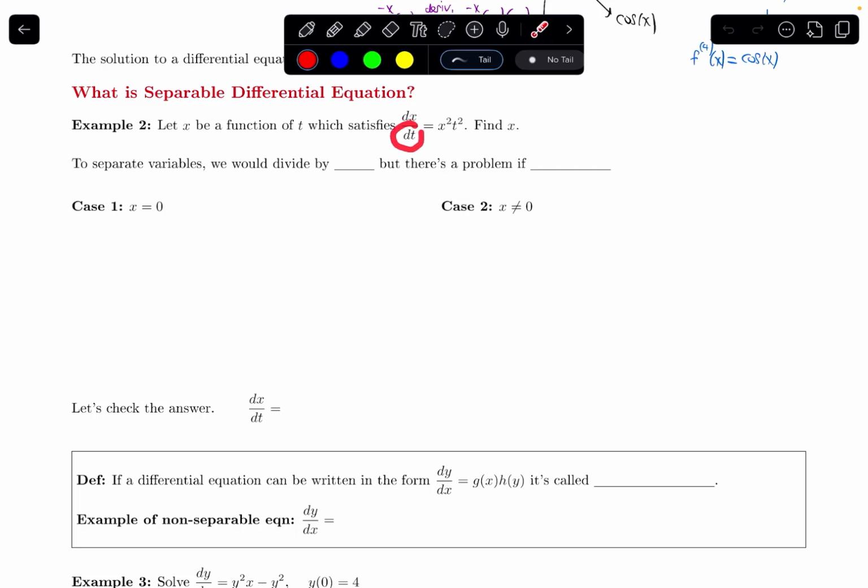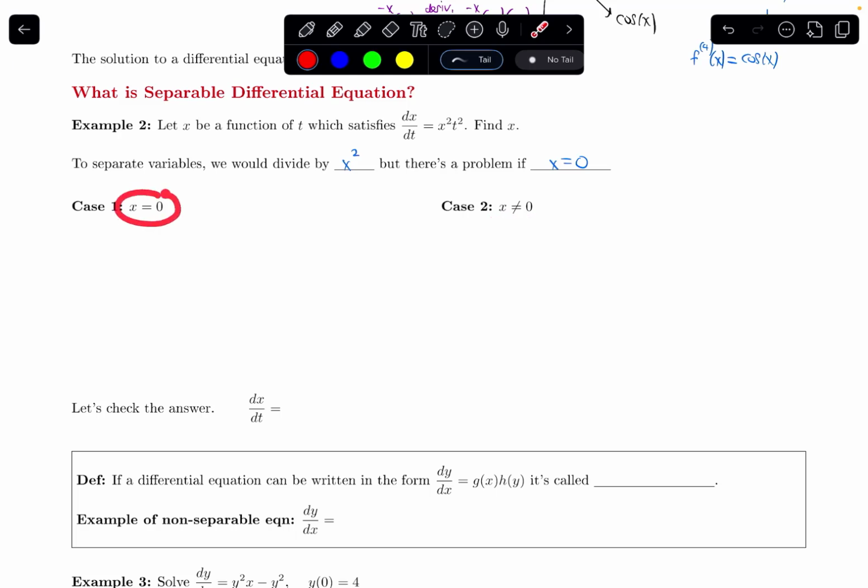So maybe I would multiply this dt over the right and then take this x squared and divide it over the left. To divide by this x squared, I notice that there's a problem if x is 0, because we'd be dividing by 0. So let's consider that case and the case when x is not 0 separately.